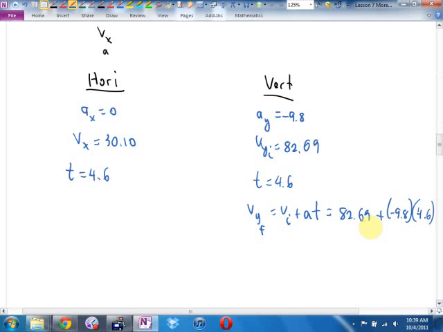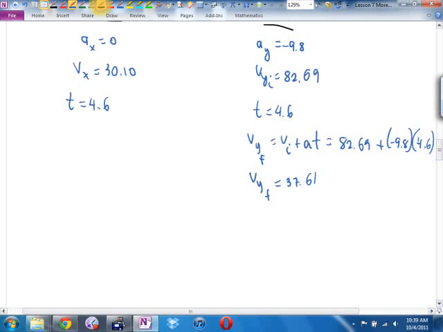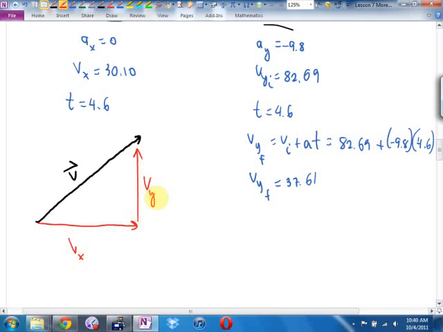Let's, why not. What is Vy final? 37.61, and positive, on its way up. Okay, now I can draw my picture. It seems to me the resultant velocity after 4.6 seconds is going to look like this. It's made up of a horizontal and a vertical component. The horizontal component is going to be 30.10, and the vertical component is going to be 37.61.